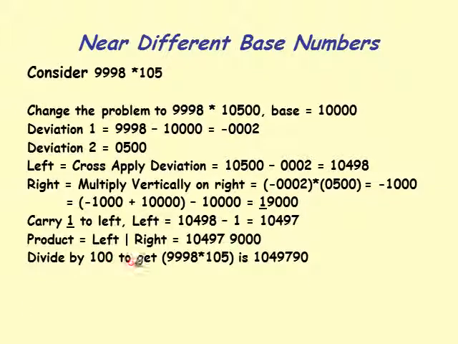Now we divide by 100 to get 9998 times 105. These two zeros would disappear in the division, so it becomes 10497 and 90. 10497 and 90. Okay, let's continue here.